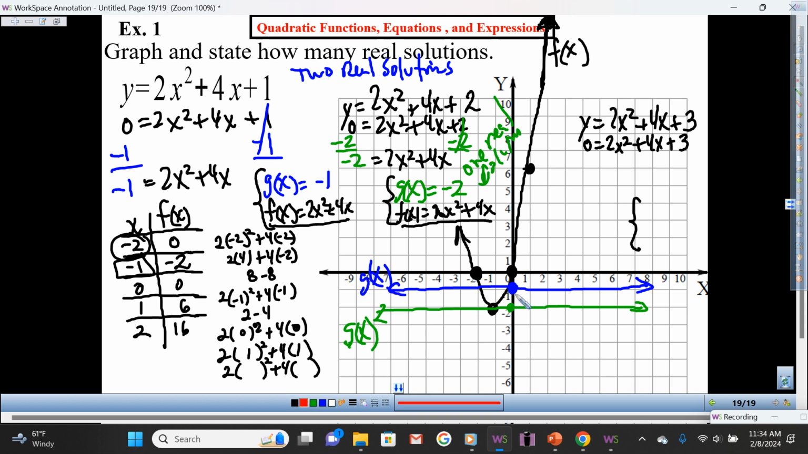All right, help me out. Corny Jean, what do we do? Subtract 3 from both sides. So negative 3 equals 2x squared plus 4x. My f of x is still 2x squared plus 4x, but my new g of x is negative 3. Okay, so negative 3 is over here.